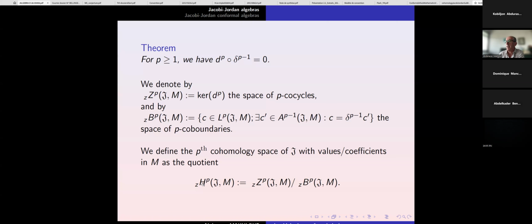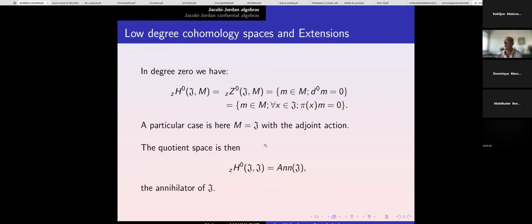This is the space of p-coboundaries, and the p-th cohomology space will be defined to be the quotient of Z^p by B^p. This is what we denote by the p-th zigzag cohomology of G with values in the representation M. Now let us maybe consider the low degree cohomology spaces.